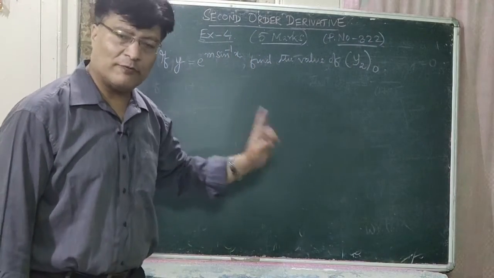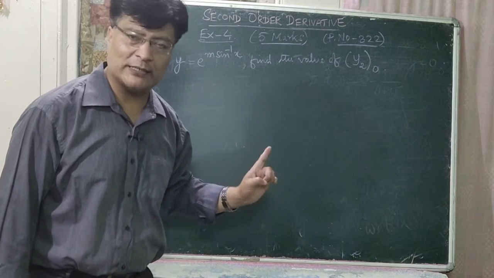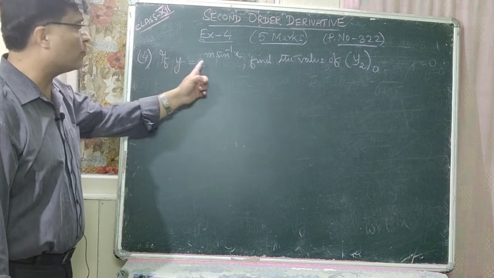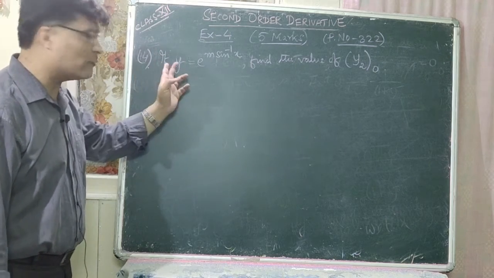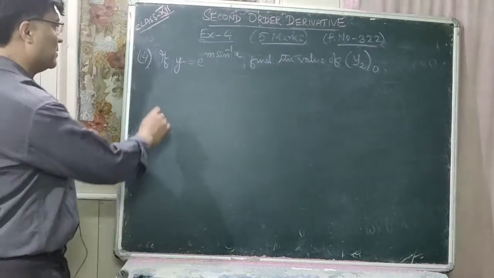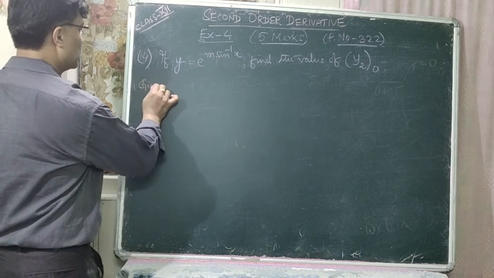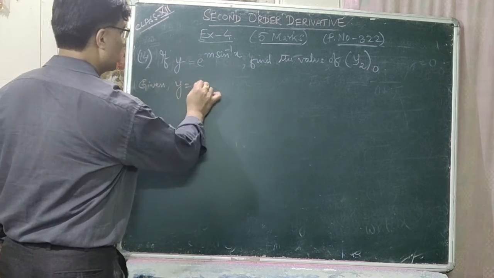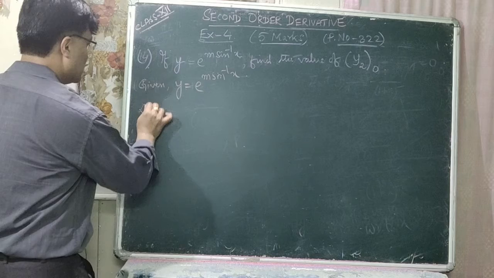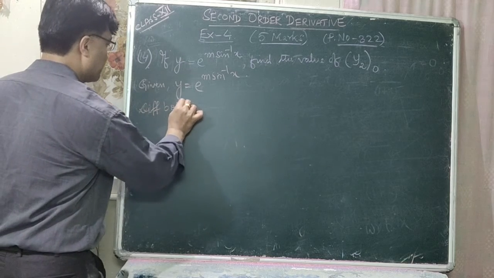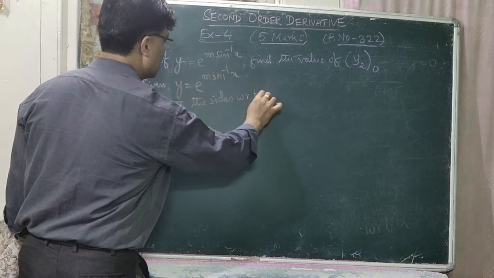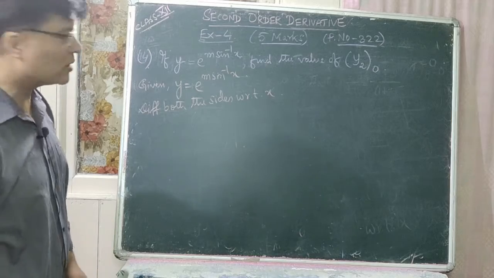Is that clear? You have to find out the value for y2 or d2y by dx square when x is equal to 0. That means you have to differentiate both the sides with respect to x. That is, first of all you get dy by dx, then again differentiate dy by dx to get d2y by dx square. Okay. So given here is y is equal to e to the power m sine inverse x, right? So differentiating both the sides with respect to x.